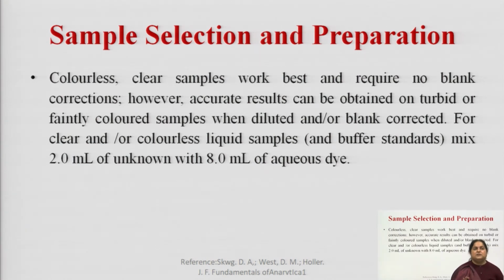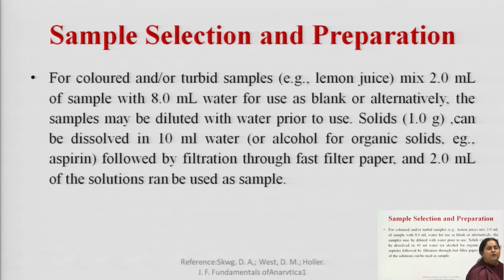Colorless clear samples work best and require no blank corrections. However, accurate results can be obtained on turbid or faintly colored samples when diluted or blank corrected. For clear or colorless liquid samples, for the buffer standards mix 2 ml of unknown with 8 ml of aqueous dye, right. You have to mix buffer solution and 8 ml of dye. For colored and turbid samples, for example, lemon juice, mix 2 ml of sample with 8 ml of water, right.